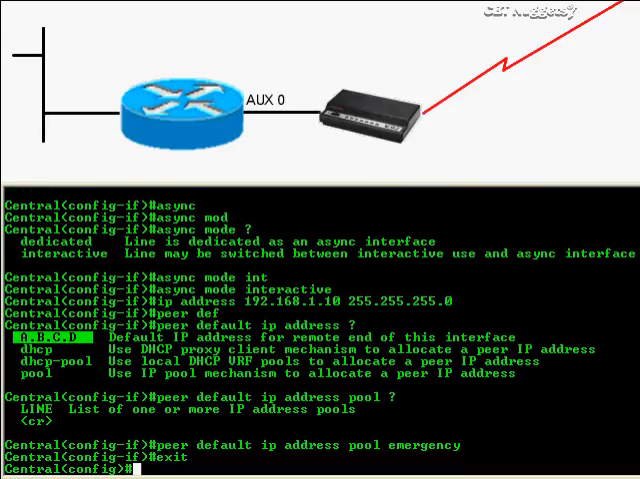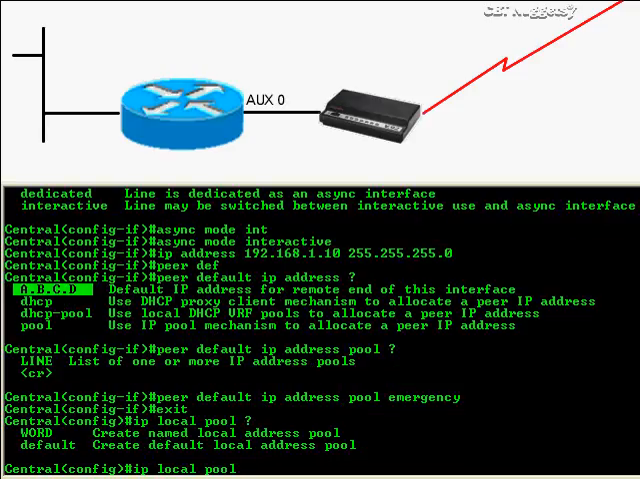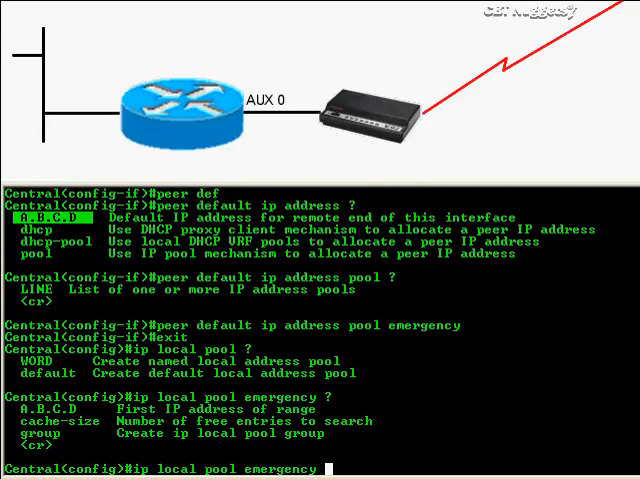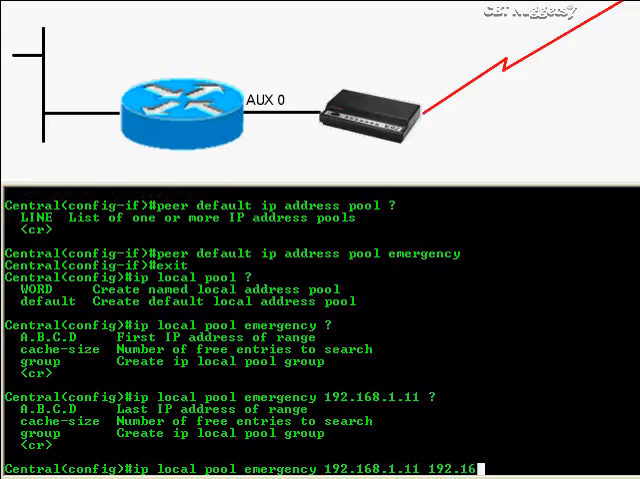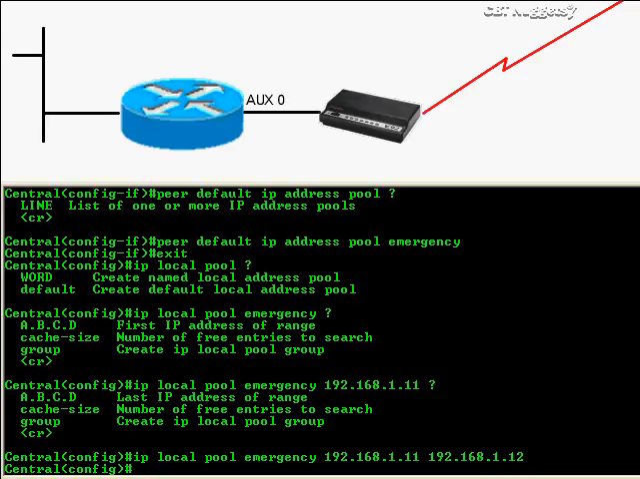Now I need to go back out to global config mode, and this is one of the simplest ways to make your router a DHCP server. I can type in ip local pool followed by the pool name, which was emergency, and then I get to type in the IP addresses that it's going to hand out: 192.168.1.11 up to 192.168.1.12. It'll hand out a pool of 2 IP addresses out of that emergency pool or the emergency port.